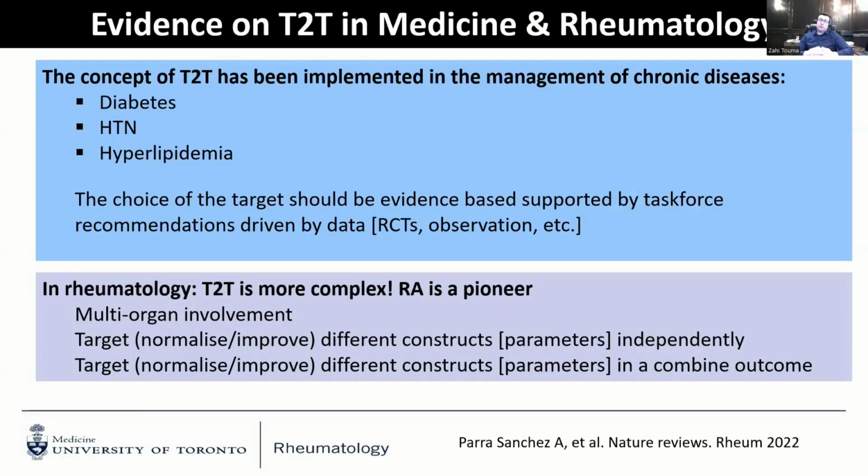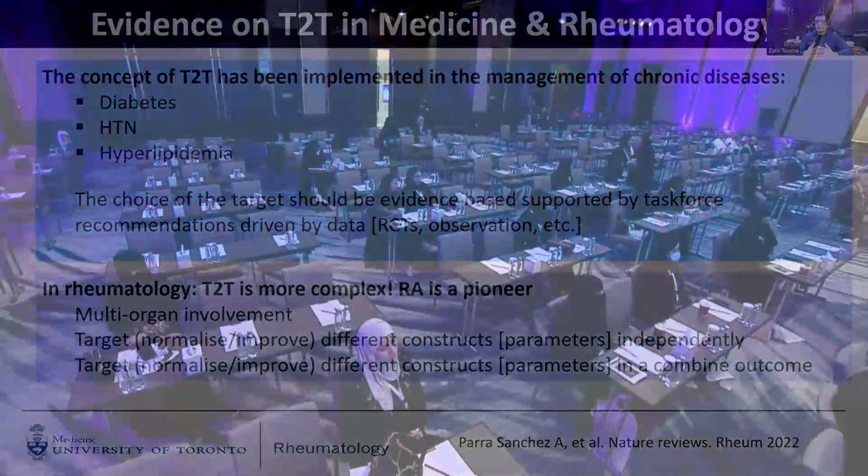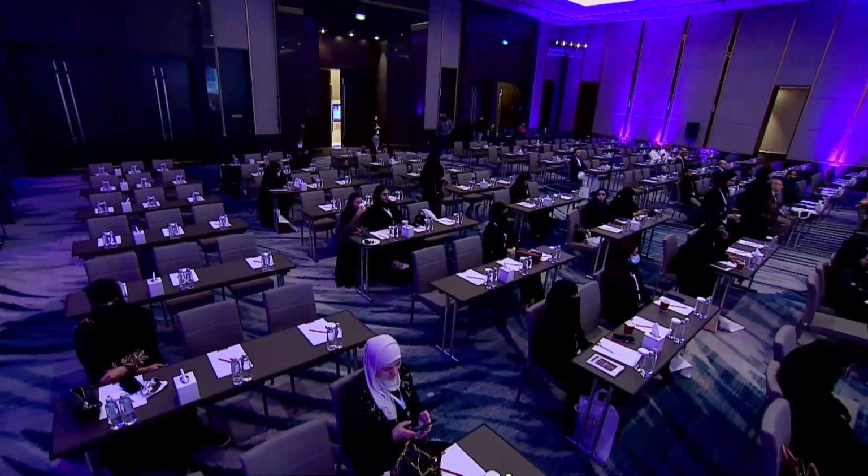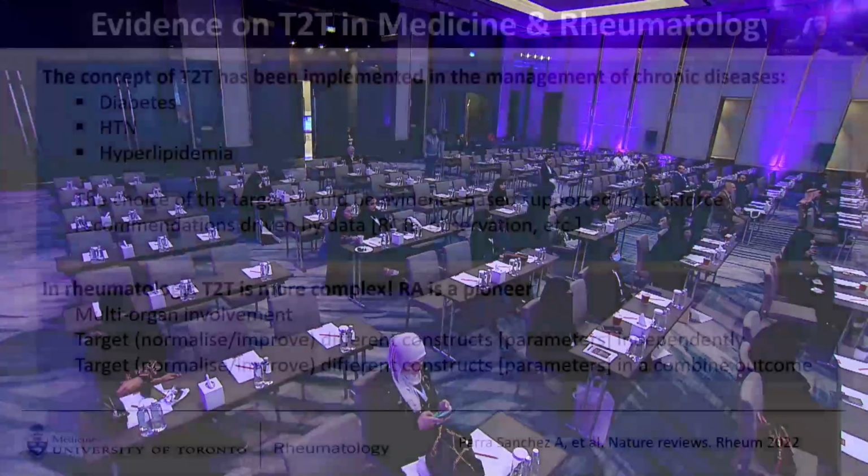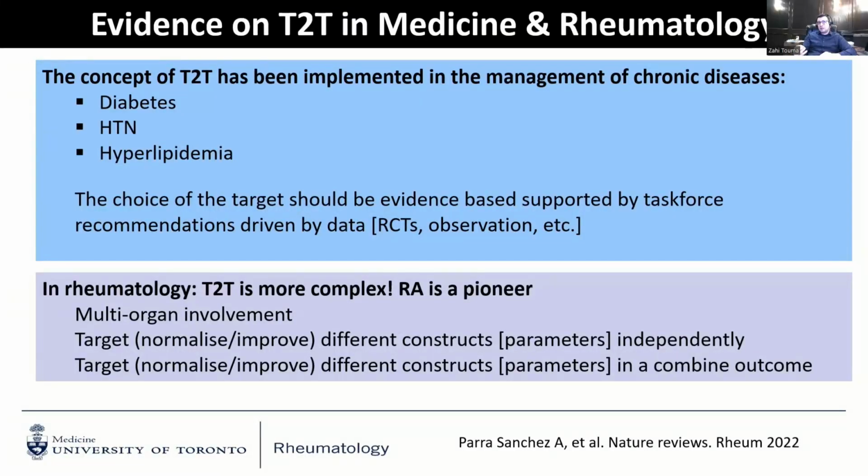First of all, what do we know about Treat to Target? What is the evidence around Treat to Target in medicine, and particularly in rheumatology? The concept of treat to target has been implemented in the management of chronic diseases for many years. And we know about treat to target in diabetes, in hypertension, and hyperlipidemia. But if you agree with me, the majority of these diseases do have a relatively easy target, in a way that you can measure it in a standardized way, whether blood pressure, or the level of the LDL, or HbA1c, for instance, for diabetes.